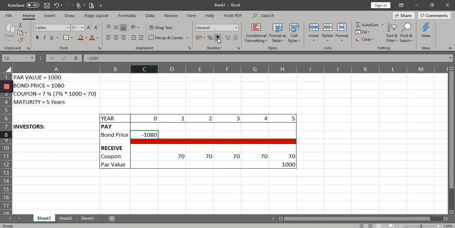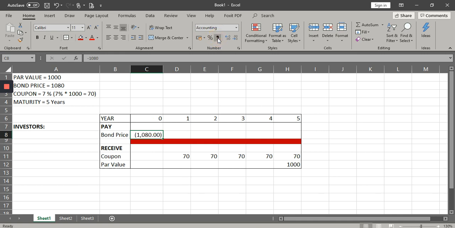The reason we show it as a negative is that we want to show it as a cash outflow. Since it's a cash outflow for the investor, we show it as negative. That is the only one-time outflow from the investor. This is what they pay.